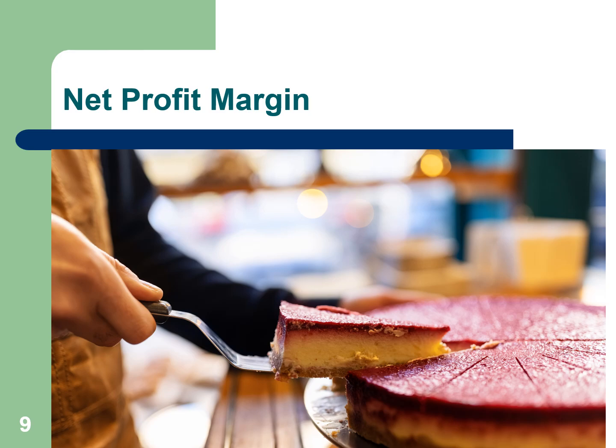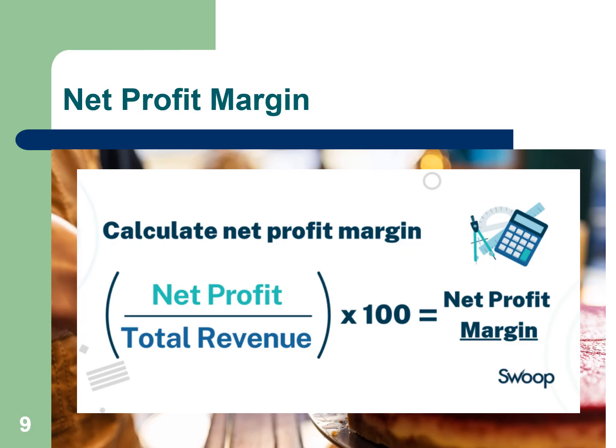Let's break down the formula for net profit margin. Net profit margin equals the net profit divided by total revenue, multiplied by 100. To calculate the net profit margin, we take our net profit and divide it by the total revenue. We then multiply this figure by 100 to express it as a percentage. This percentage reflects the efficiency of a company in terms of profitability. For example, if a company has a net profit margin of 15%, this means that for every dollar of revenue made, 15 cents is net income.